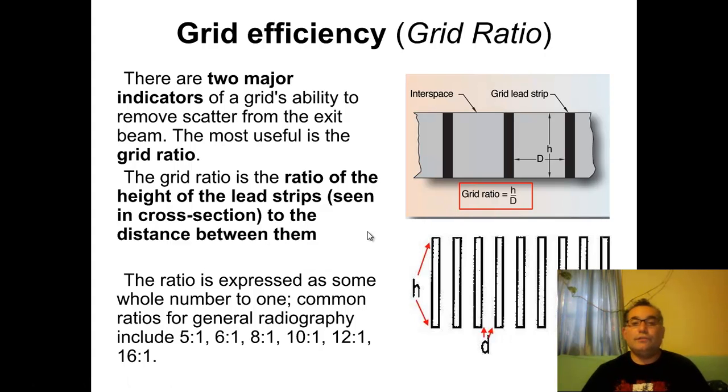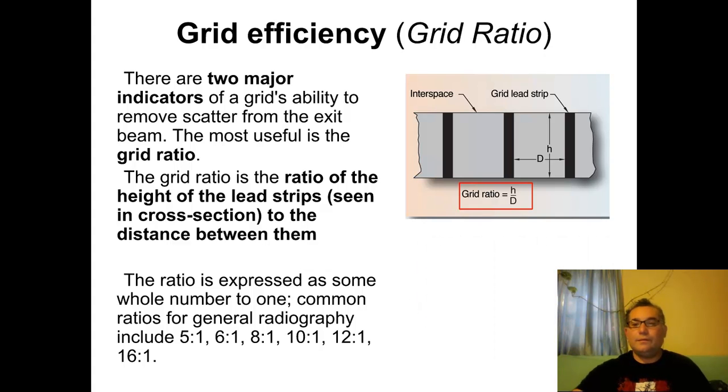And as we've mentioned, some of the grid ratios that are common are a 5-to-1, 6-to-1, 8-to-1, 10-to-1, 12-to-1, and 16-to-1. Remember, higher grid ratios, better cleanup, right? If this space here, this distance, gets smaller and smaller and smaller, that would be indicative of the grid ratio increasing. And for the record, it's always X to 1, 5-to-1, 10-to-1. It's always something to 1. So again, grid ratio is simply the height of the lead strip divided by the distance between the strips.